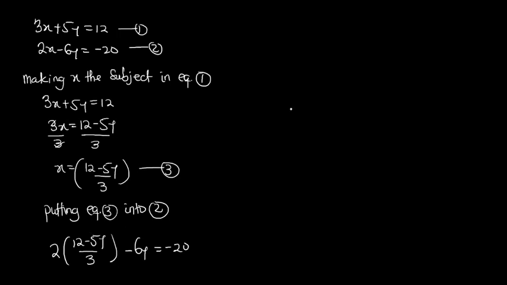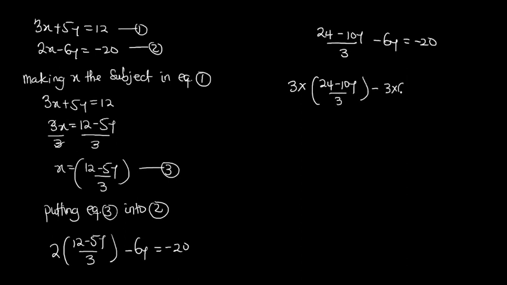So 2 multiplied by 12 will give me 24. Then 2 multiplied by 5 will give me 10y, all on 3, minus 6y is equal to minus 20. Now we still have a fraction over here, so I'm going to multiply through by 3. If I do that, I have 3 multiplied by (24 minus 10y) on 3 minus 3 multiplied by 6y is equal to minus 20 multiplied by 3.